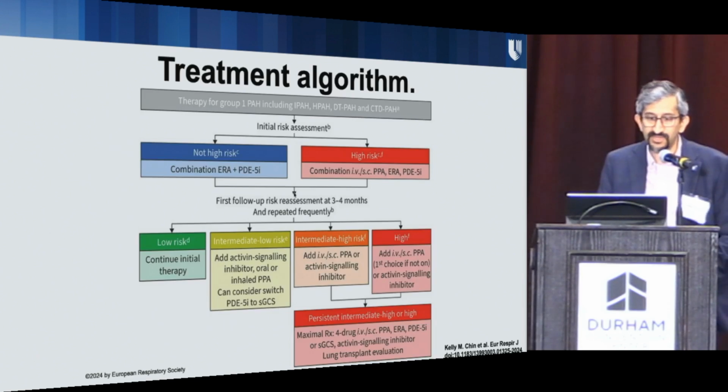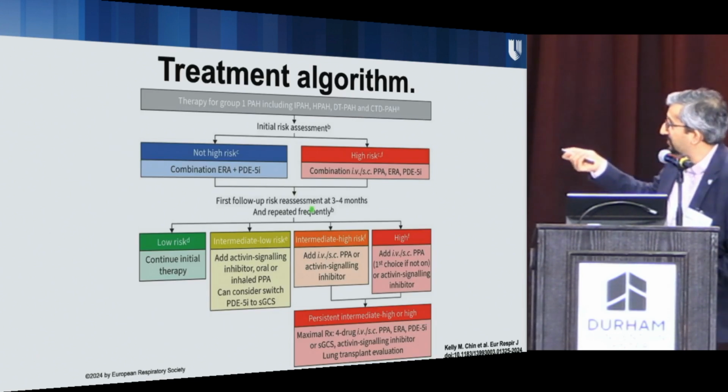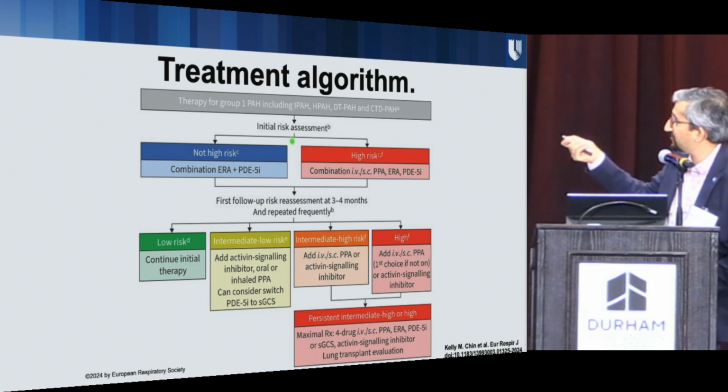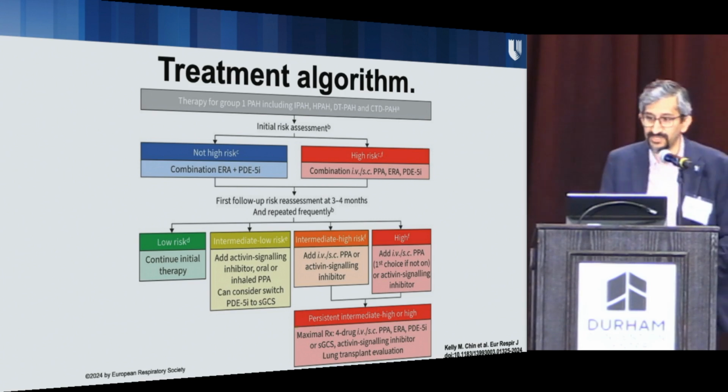And when we talk about treatment of PAH, one of the key things is to perform a risk assessment, because that's going to guide your treatment. When a patient presents, you're going to perform a risk assessment. If they're not high risk, you're going to do dual oral therapy. If they're higher risk, you can do triple therapy, as seen here with the parenteral prostacyclin in addition to the ERA and PDE5 inhibitor. You'll follow up at 3 to 4 months with another risk assessment, here a 4-strata risk. And based on that, essentially, you're going to keep on adding therapies until someone reaches low risk. And if they're persistently in this intermediate-high or high risk group, you're going to refer them for lung transplantation.